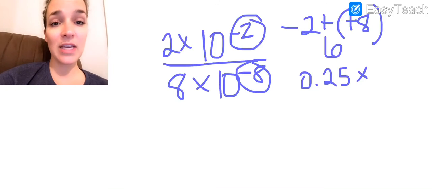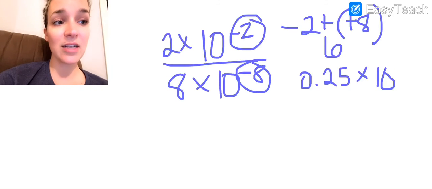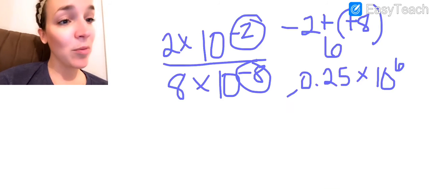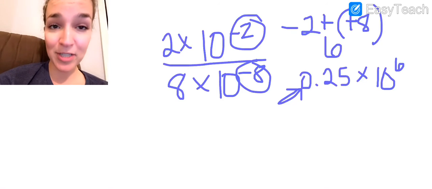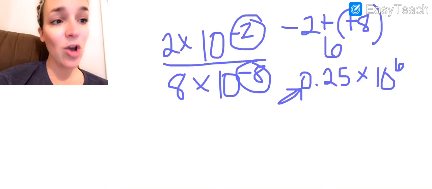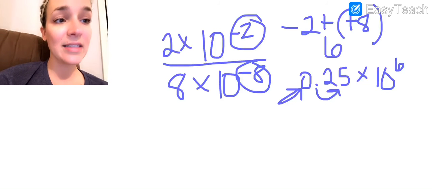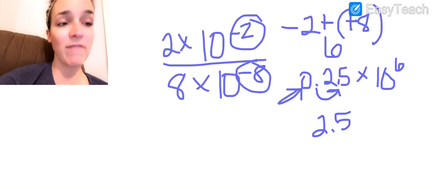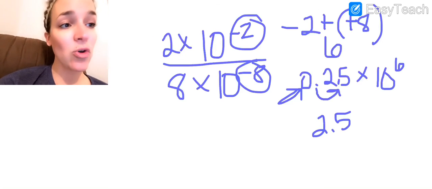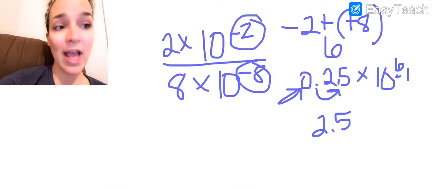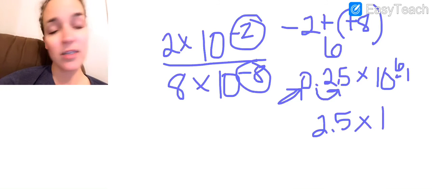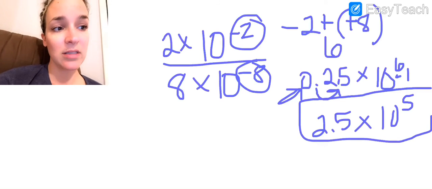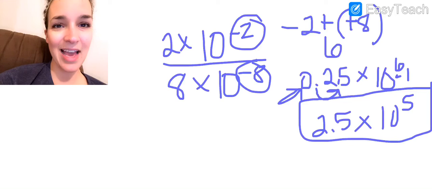So this is really going to be 0.25 times 10 to the positive 6th power. Now, remember we have to look back at this number: is this in proper scientific notation? The answer is no. We have to have one non-zero digit to the left of that decimal. So it really should be 2.5. But when we make that move, we have to take one away from our exponent. So then that is actually going to result in 2.5 times 10 to the 5th power.